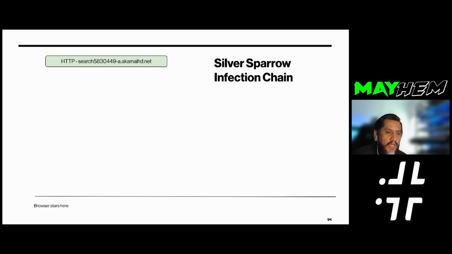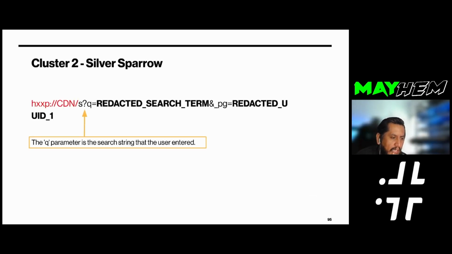So we're trying to walk you through an approach into how you do that. The way Silver Sparrow works is normally there was some sort of search related endpoint on a CDN. In this example, it was one on Akamai. Basically, you're a user, you open a browser, you search for something, and that's when the chain begins.